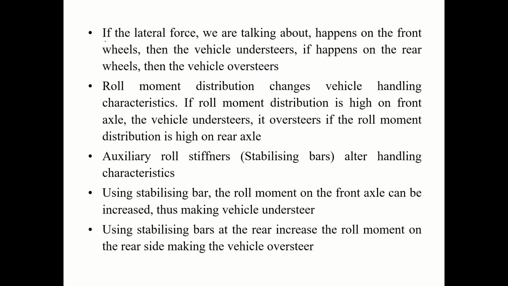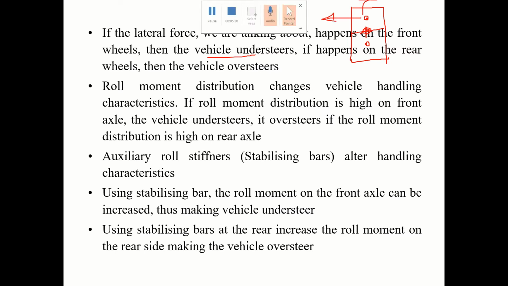If the lateral force we are talking about happens on the front wheels, then the vehicle understeers. If it happens on the rear wheel, then the vehicle oversteers. That also I think I will explain there. So this is the center of gravity of the front portion, the center of gravity of the rear portion. Let us say the overall center of gravity is here, and you have a force like this when you are taking a turn this way.